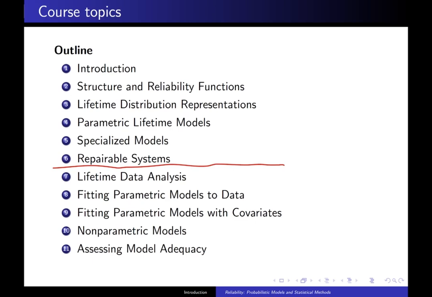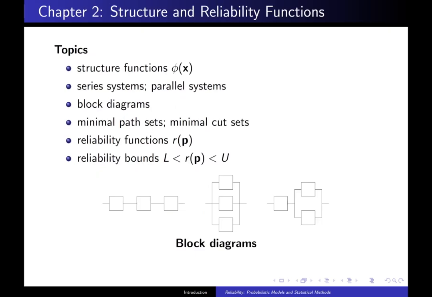If you don't want to go with a parametric model, such as the exponential or Weibull or gamma, then chapter 10 covers non-parametric models. One of the most popular non-parametric models out there is the Kaplan-Meier estimate. Finally, in chapter 11, if we do have a parametric model, we certainly want to assess its adequacy for modeling, and so these are basically goodness of fit tests that can be applied to lifetime data.